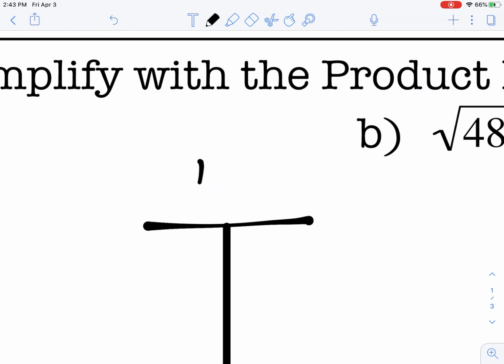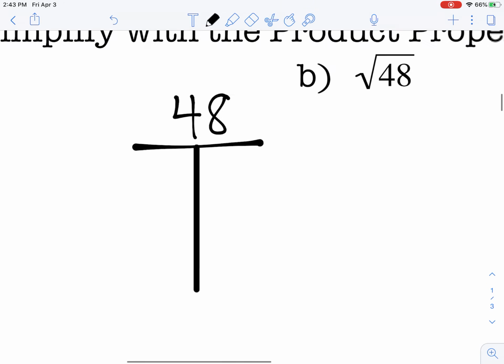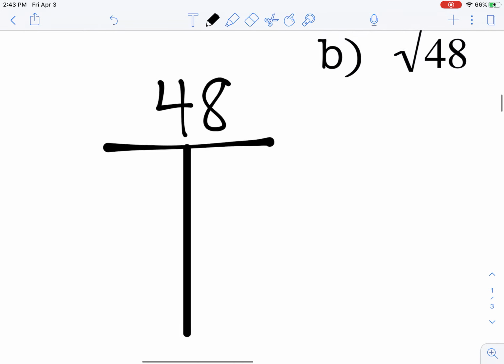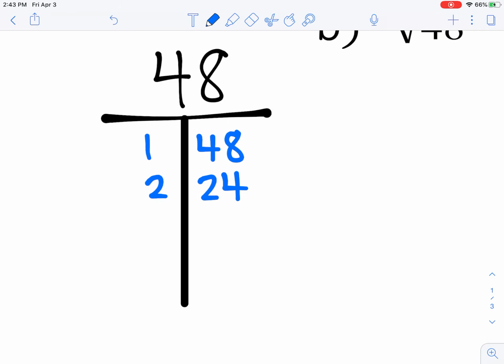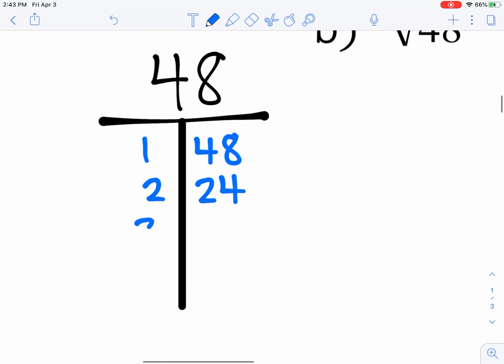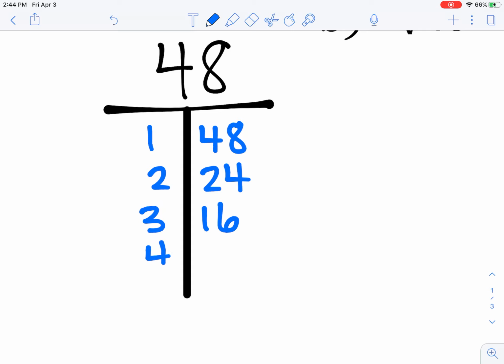All right, let's do it one more time here with this 48. I like this example because 48 has multiple perfect squares that go into it. So if we write those out, we have 1 and 48, 2 and 24, 3 and 16, 4 and 12, and lastly 6 and 8.